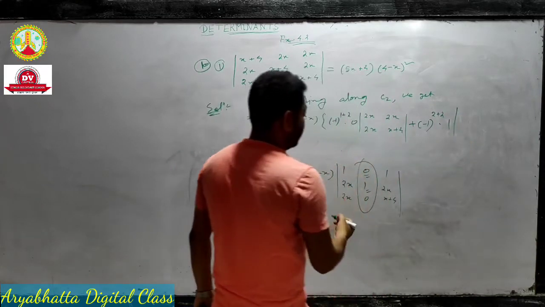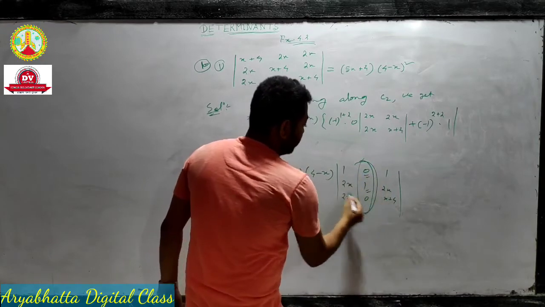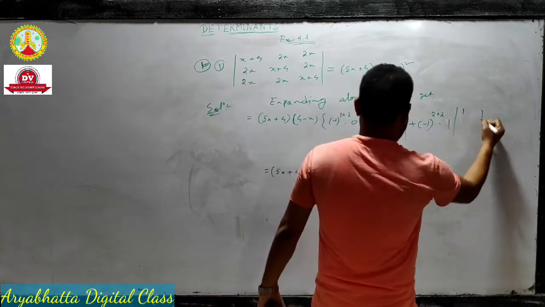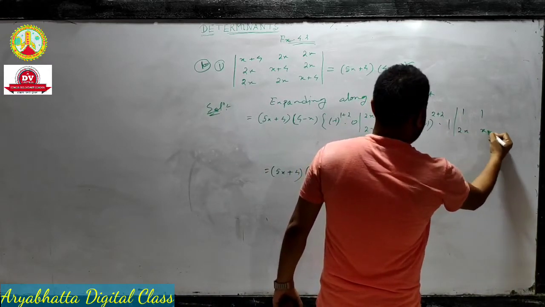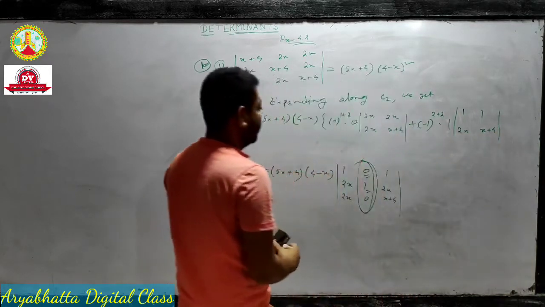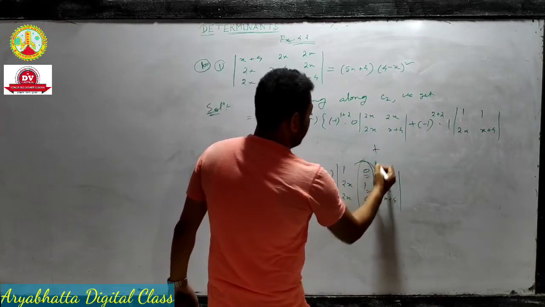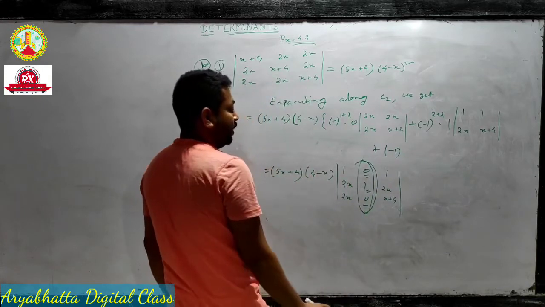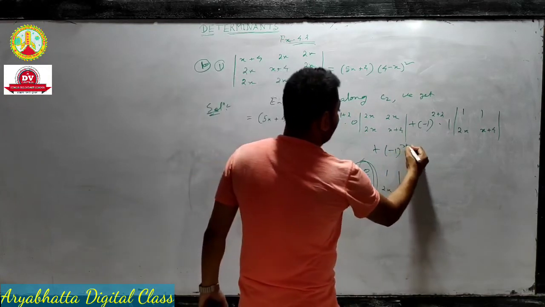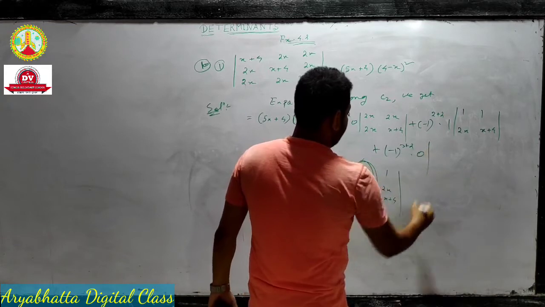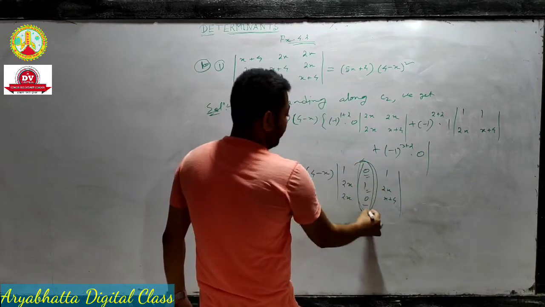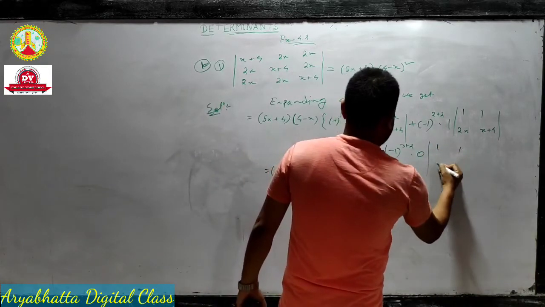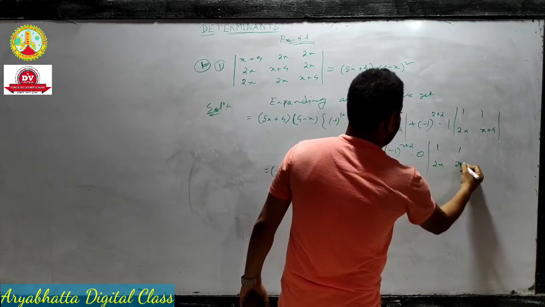Next, the determinant, deleting this column and this row, the remaining elements are 1, 1, 2x, x plus 4. Next, for this element, minus 1 whole to the power, this element belongs to third row, second column, therefore minus 1 whole to the power 3 plus 2 into 0. And deleting this column and this row, the remaining elements are 1, 1, 2x, 2x.